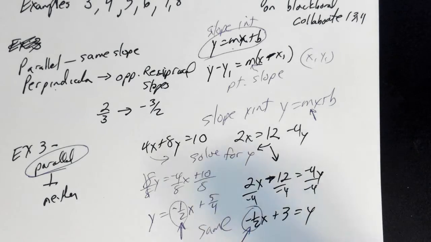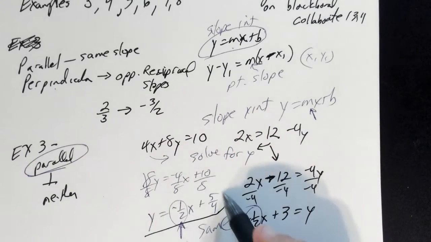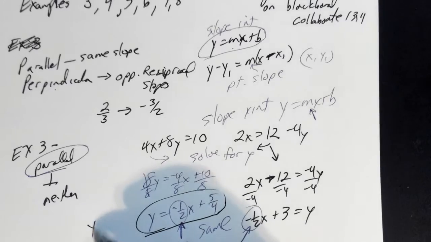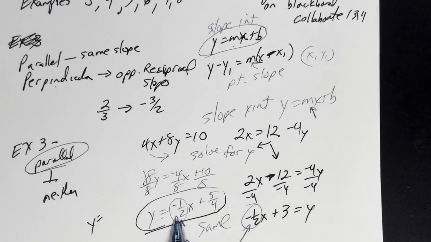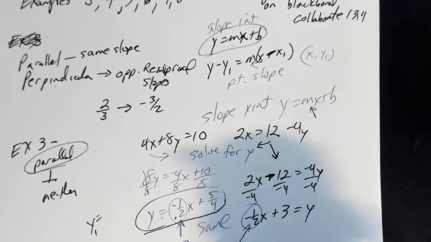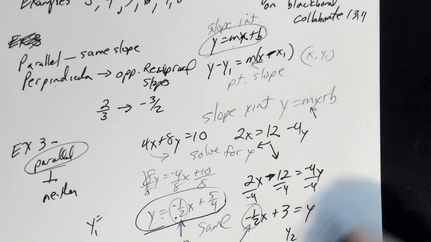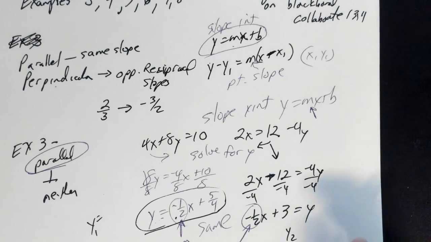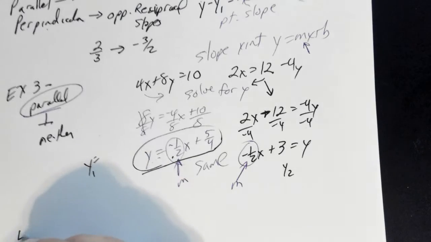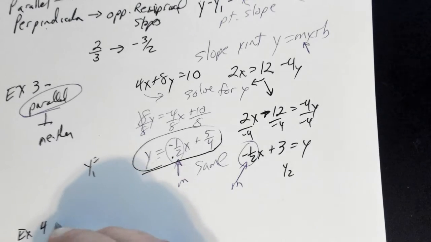Not going to graph it, not going to do anything else. Now, remember, you guys can graph these in your graphing calculator. Go to y equals. You can type that in, so that would be your y1. This would be your y2, and you would notice that they have the same slope. They are parallel.